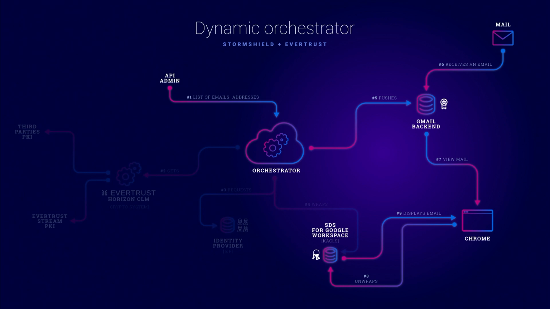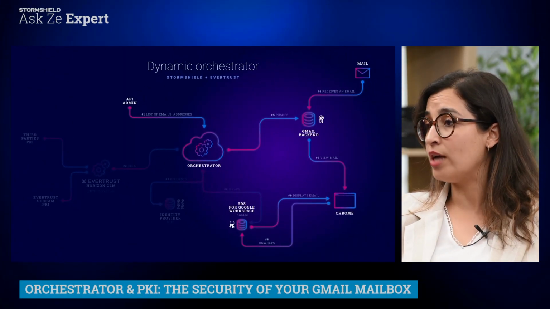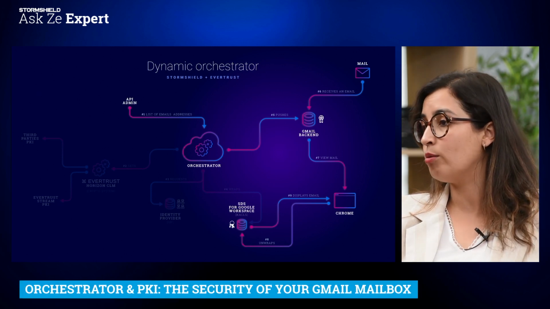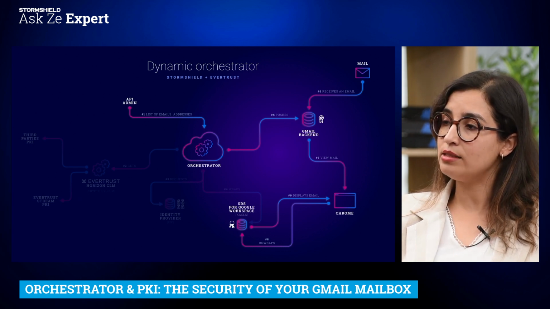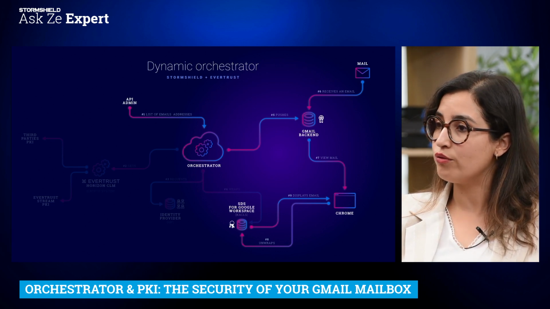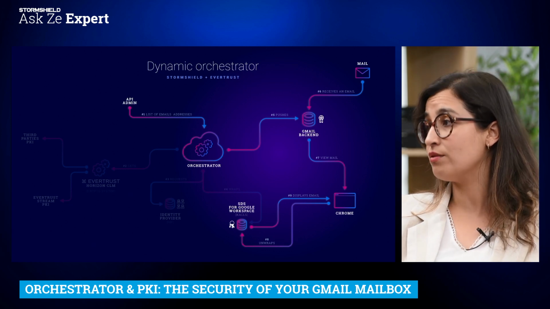Now, if we take a concrete use case, for example, an end user receives an encrypted email, so it will be on the Gmail backend. Then when he wants to decrypt it, so to display it, he will use, as usual, either the Chrome browser and get connected on Gmail, or the Gmail mobile app. Then the client app will make a request to the SDS for Google Workspace server to decrypt the private key of the user, so he can decrypt the received emails.